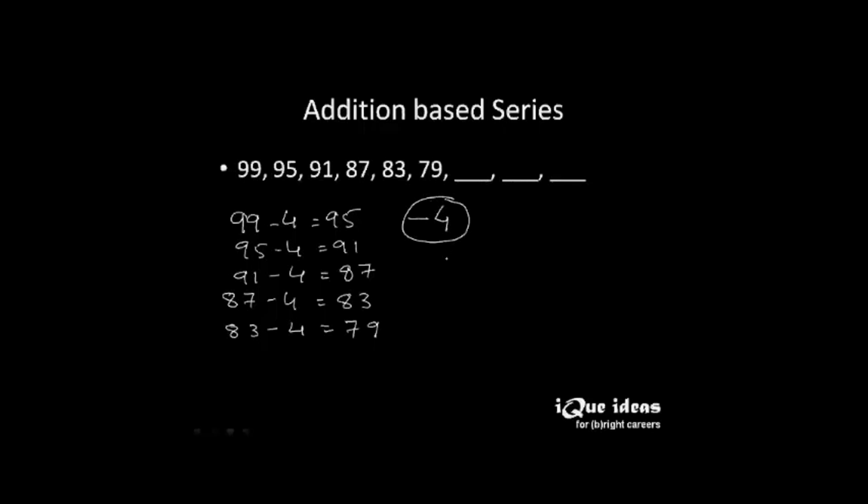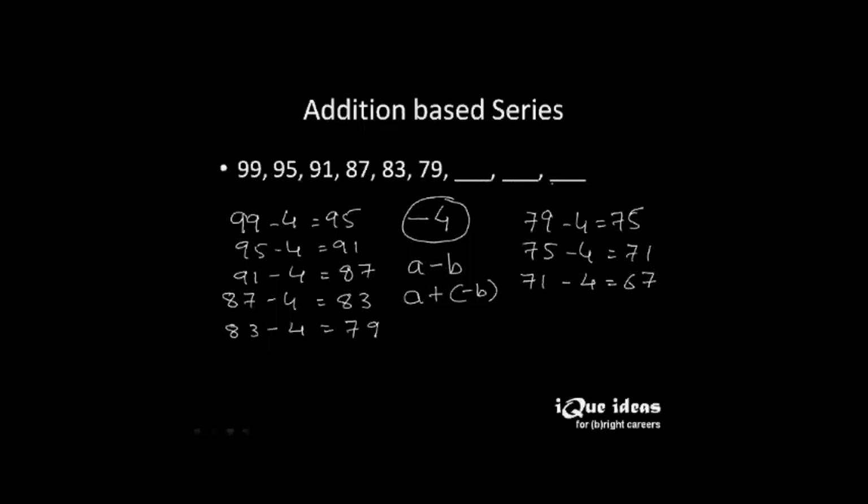Now remember, whether we talk of addition or subtraction, it's basically the same mathematical operation, because A minus B can also be written as A plus negative B. So following the same logic, we can quickly identify that 79 minus 4 gives me 75, 75 minus 4 gives me 71 and 71 minus 4 gives me 67, which means 75, 71 and 67 fill in the three blanks. So this is an example of how a very basic addition series can be formed. Now let us take a look at a couple of variations.